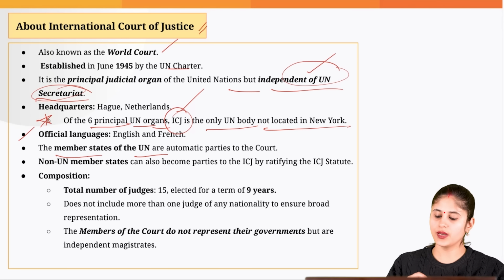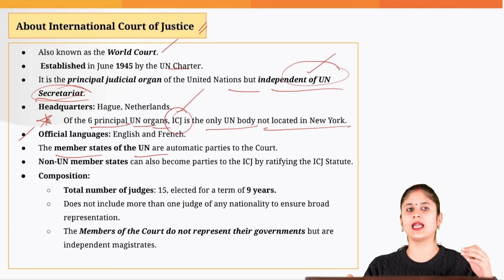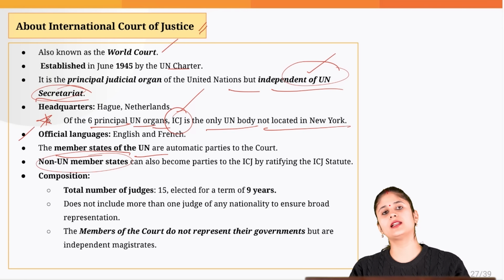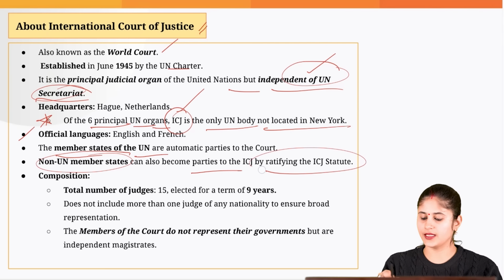The member states of the UN automatically become party to this particular court, and if a state is not a member of the UN, and wants to become a party to the ICJ, then they can also do that by ratifying the ICJ statute.